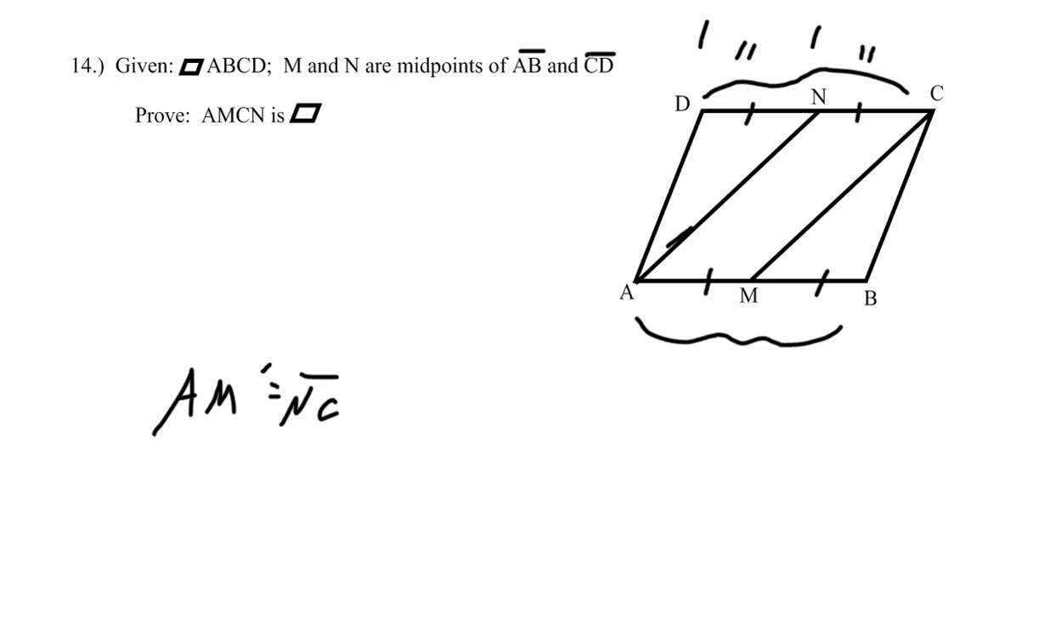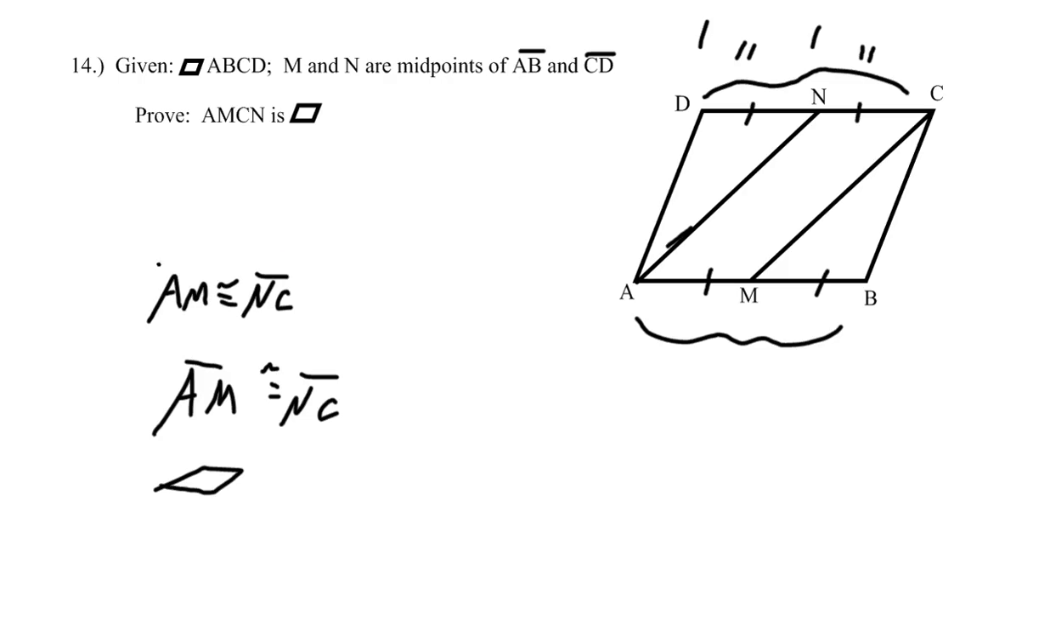Okay? And then I'll have opposite sides congruent, both pairs of opposite sides congruent, so I'll have a parallelogram. So my last two steps should look like that. Because I already have, well, I'll need NC and AM congruent before that. So I'll have AM congruent to NC.